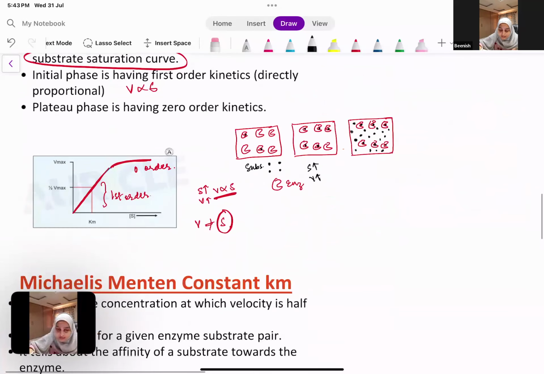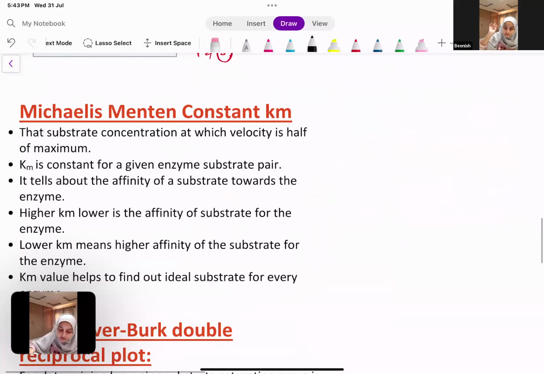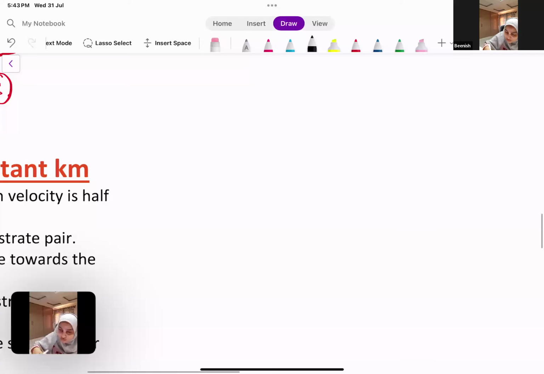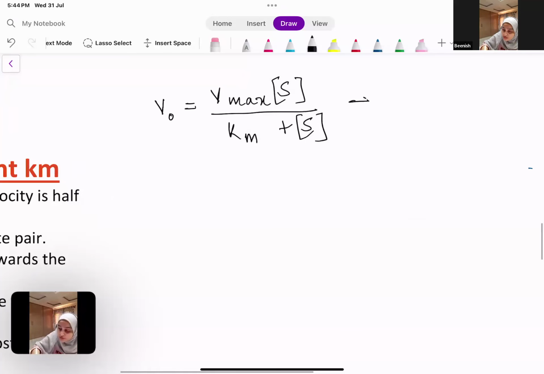Now let's talk about the Michaelis-Menten constant, very important. I'm going to write an equation. We know that the reaction velocity of a reaction is equal to Vmax multiplied by the substrate concentration, divided by Km plus substrate concentration. Now this equation is the basic equation of enzyme kinetics.